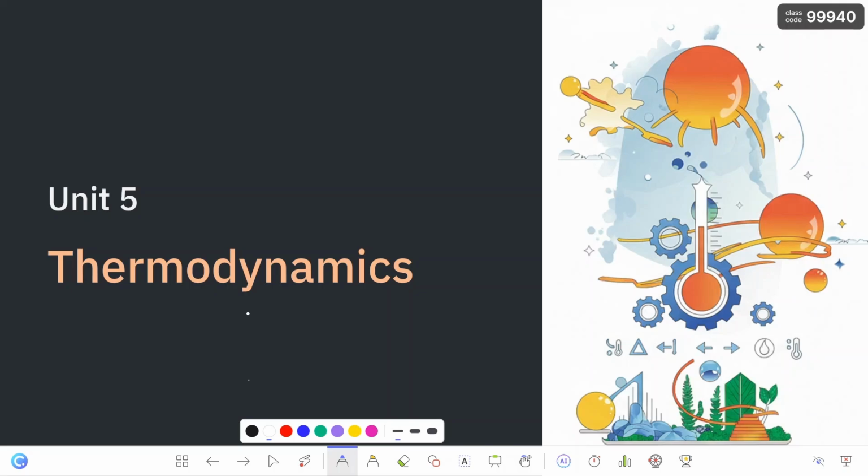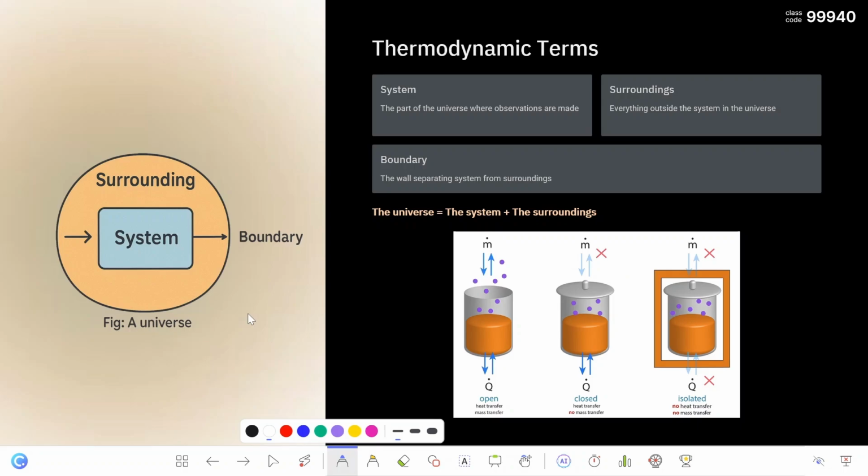Let's start our class. So let's start with unit 5, thermodynamics of plus 1 chemistry. Here we are studying more regarding temperature and the feasibility of a reaction. First let's familiarize ourselves with a few important terms associated with thermodynamics. The first one is system, then surroundings, then boundary. These are the three important terms that we need to know.